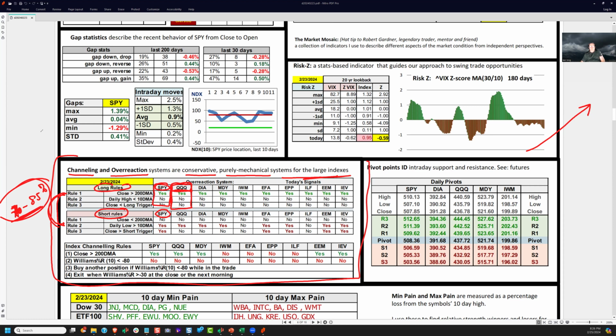All right, so that's the overreaction. The next one we're going to do is look at the channeling rule. And this one's even easier. There's only 2 rules. The first one is that the close has to be greater than the 200-day moving average. And the Williams percent R 10 is oversold, less than minus 80. Those are the only 2 rules.